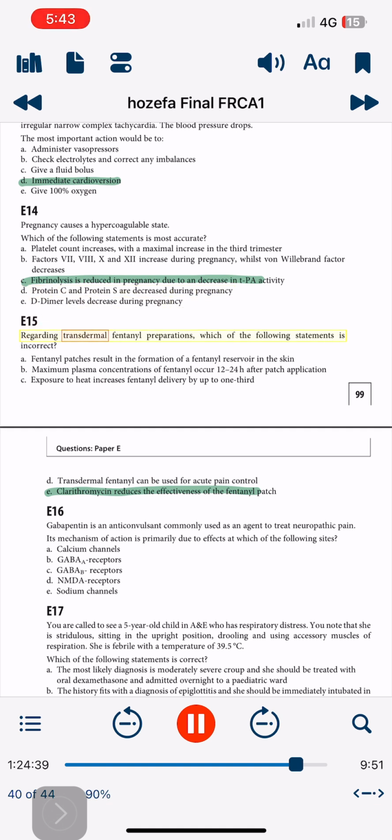E15. Regarding transdermal fentanyl preparations, which of the following statements is incorrect? A. C. D. Transdermal fentanyl can be used for acute pain control. E. Clarithromycin reduces the effectiveness of the fentanyl patch.